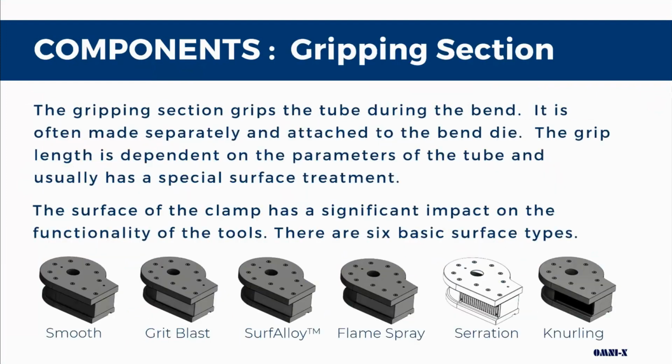The gripping section grips onto the tube during the bend. It is often made separately and attached to the bend die. The grip length is dependent on the parameters of the tube and usually has a special surface treatment. The surface of the clamp has a significant impact on the functionality of the tools. There are 6 basic surface types: smooth, grit blast, surf alloy, flame spray, serration, and knurling.